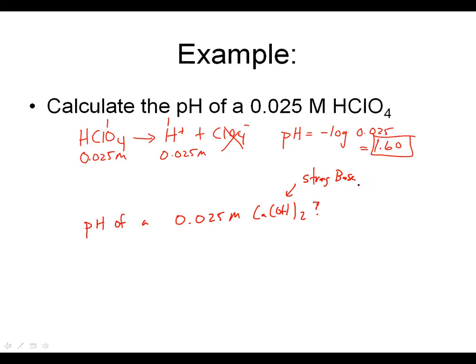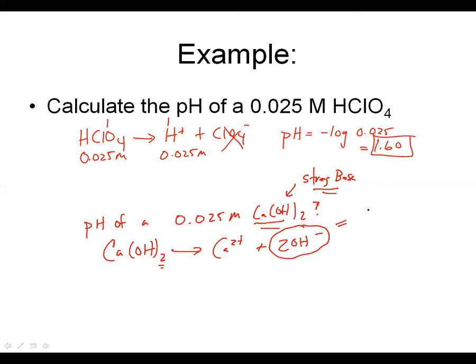Okay, so when we look at this one and we want the pH, the first thing we should see is that we're going to assume this is a strong base. So when this breaks apart, it is going to break apart into a calcium ion, but it's also going to break apart into two hydroxide ions. And in this case, although we don't have the H plus concentration, we can get the OH minus concentration. And that's going to be good because that will get us to the pOH. And from the pOH, we could then get to the pH of the solution.